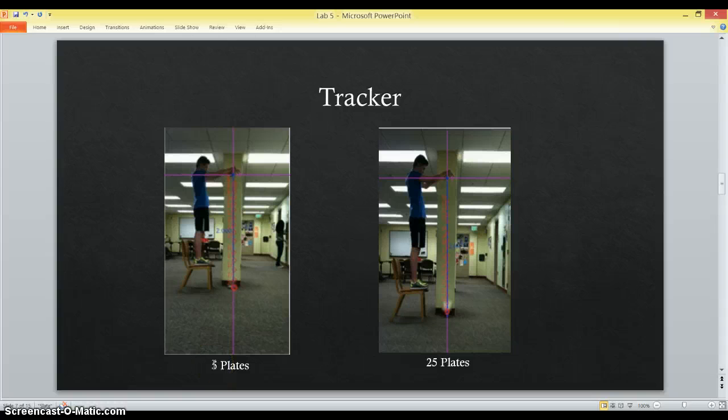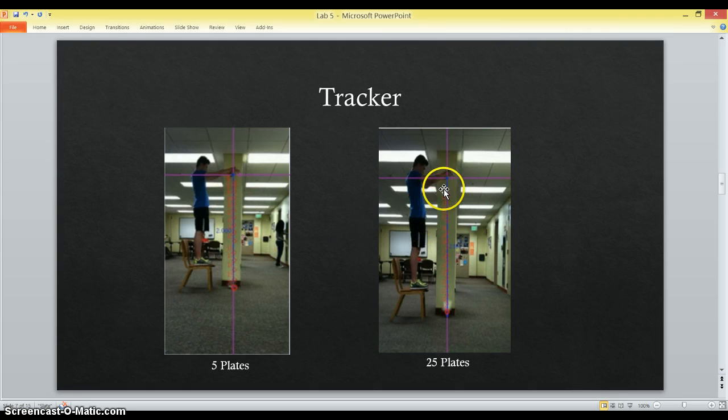Moving on to Tracker, here we have visual images of both objects being dropped. Here we have the 25 plates, and here we have the 5 plates. As you can see, they're both dropped from the same exact point, and there's the same amount of distance between the point and the ground.